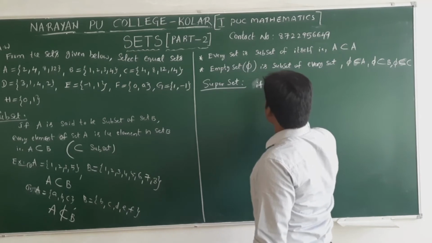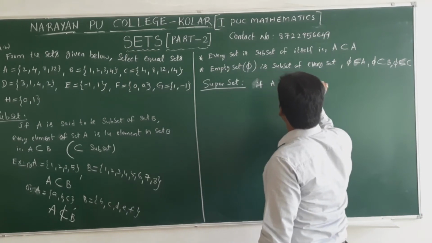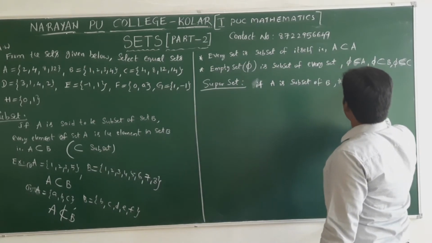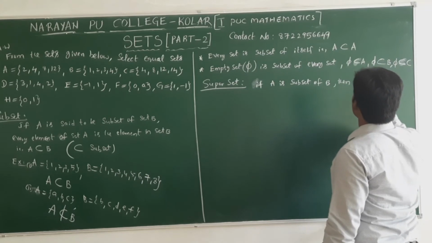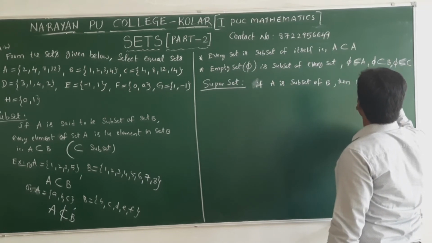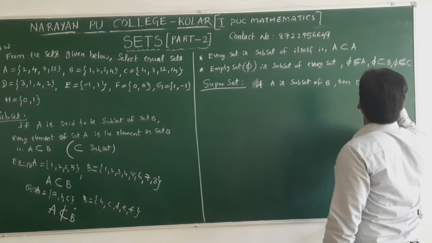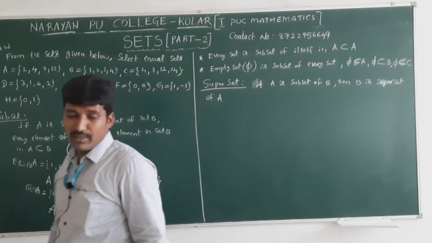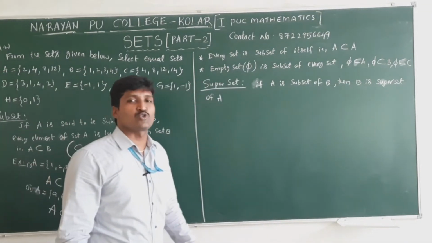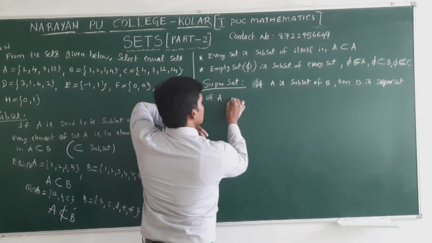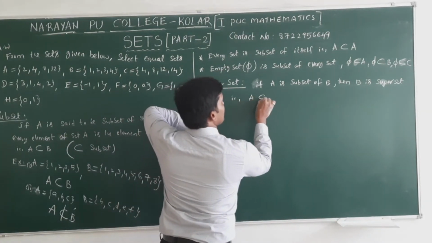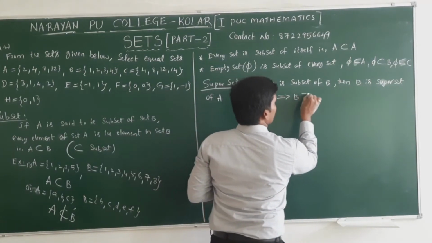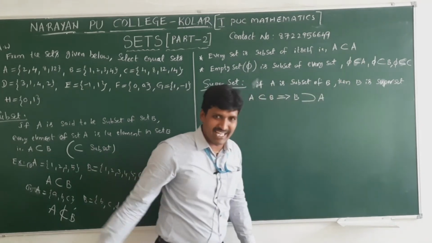If A is a subset of B, then B is a superset of A. That means A is a subset of B. That implies B is a superset of A.